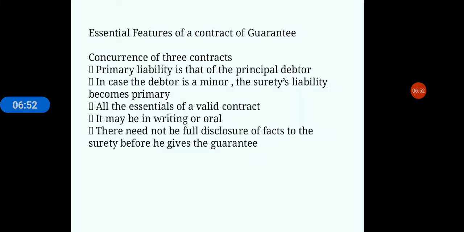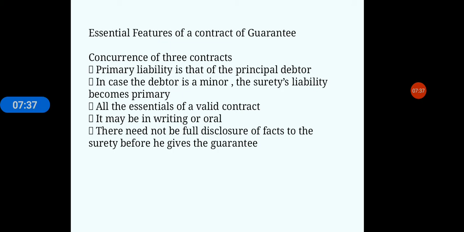What are the essential features of a contract of guarantee? The contract of guarantee is a concurrence of three contracts: the contract between the surety and the principal debtor, the contract between the surety and the creditor, and the contract between the principal debtor and the creditor. The second essential feature is that primary liability is that of the principal debtor. Who has to turn the loss into good? It is the principal debtor.